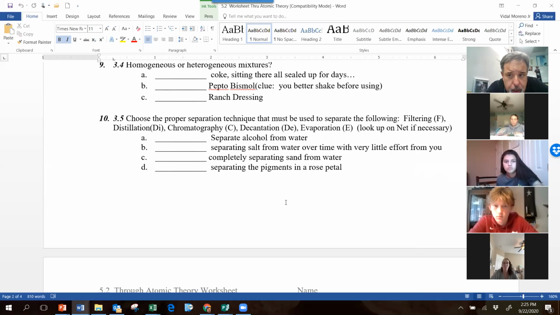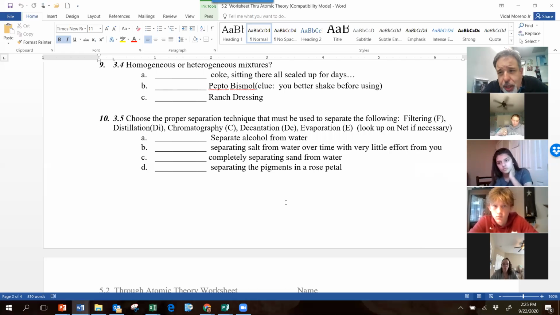Evaporation now. Evaporation is when you've got a solid dissolved in water. Just let the water evaporate. It'll take a long time, but then you really don't have to worry about anything. That's it. That's the one. Completely separating sand from water.